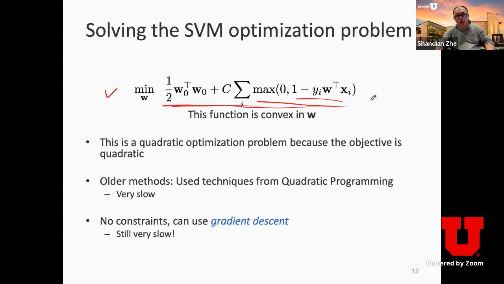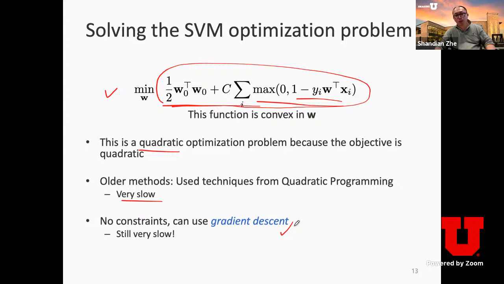And this convex function corresponds to a classical type called a quadratic function. You can optimize it with so-called quadratic programming. This is kind of off the shelf, an off-the-shelf algorithm. The issue is that it is very slow. We don't want to call that kind of library. Instead, we want to use the simple framework we have used before, the gradient descent.